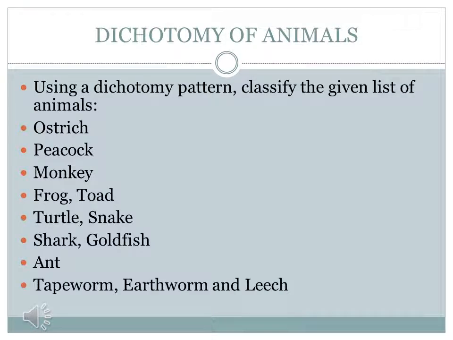The next topic is dichotomy of animals. Using a dichotomy pattern, classify the given list of animals: ostrich, peacock, monkey, frog, toad, turtle, snake, shark, goldfish, ant, tapeworm, earthworm, and leech.